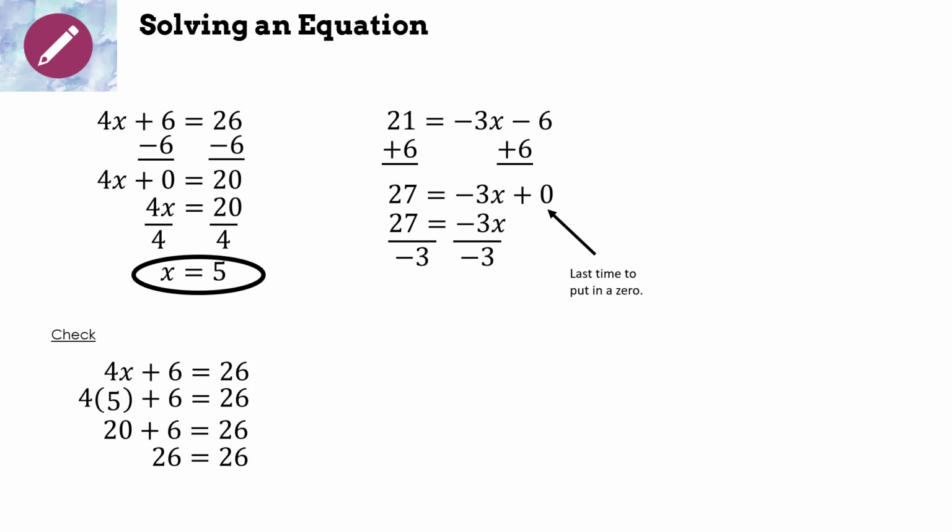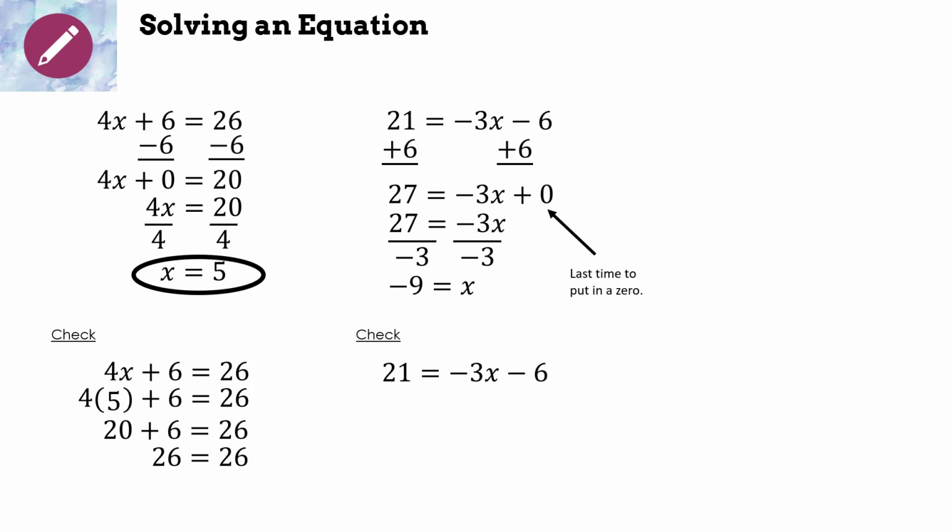The important thing to remember is that we always divide by whatever is hooked to the variable, and in this case it's negative 3. 27 divided by negative 3 is negative 9. We think negative 9 is x, but remember, we really need to check it.